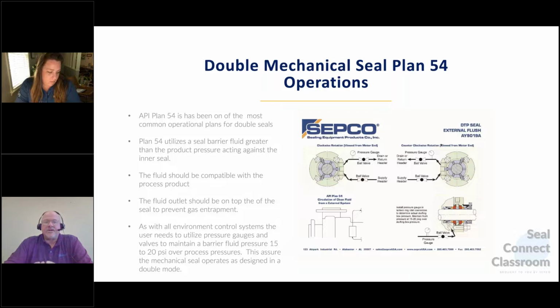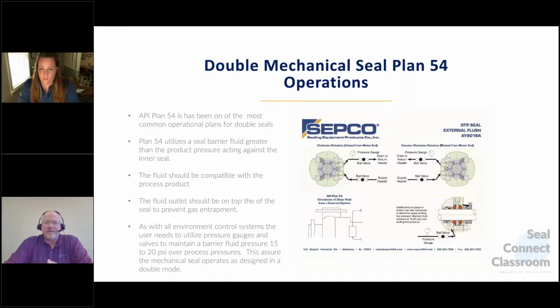Moving forward, instead of using some external plant source of fluid, we're going to talk about using contained fluid and use different methods to circulate the fluid through the seals. But this is the basic concept of the way a double seal works, the way you plumb it up.